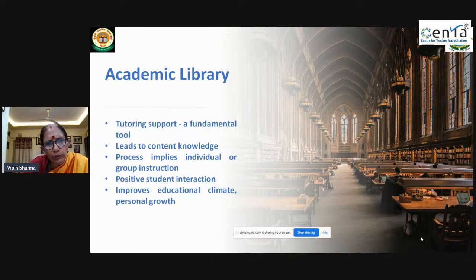I think all the schools have libraries, and there's a big caption written, silence please. Why? Because that's a silent zone. The library is a silent zone. There, the students concentrate and learn. One key thing everyone should tell the students: it depends on assimilation. Whatever knowledge you assimilate, that comes out. So it leads to content knowledge.